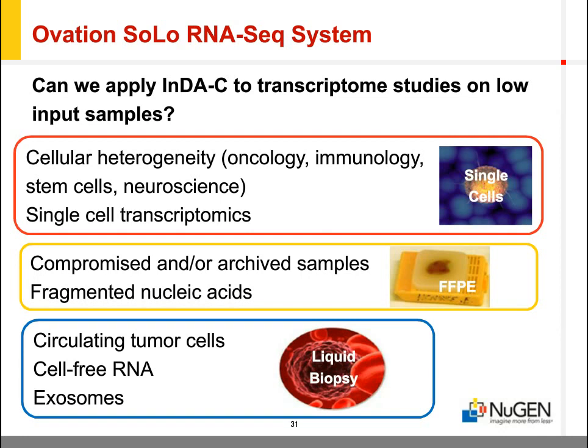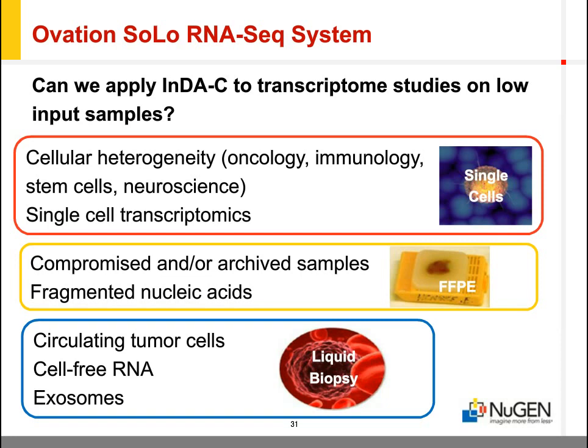One would be analysis of cells sorted out of bulk populations to study cellular heterogeneity. There is a large amount of interest in the fields of oncology, immunology, stem cell development, and neuroscience to understand differences between subpopulations of cells sorted out of bulk tissue. Such a technology would also enable the analysis of single-cell transcriptomics.